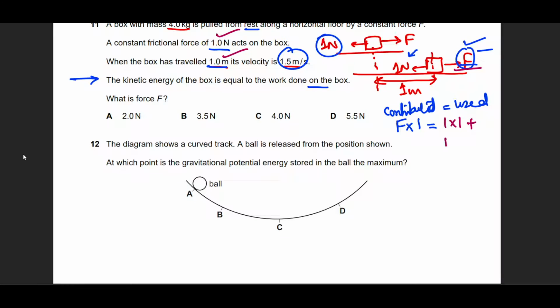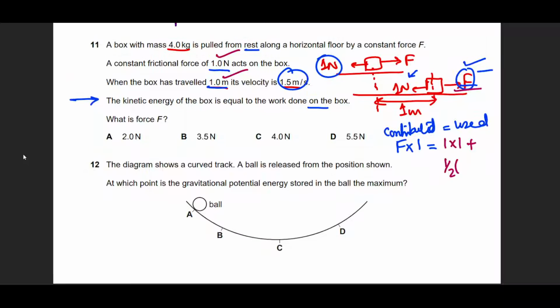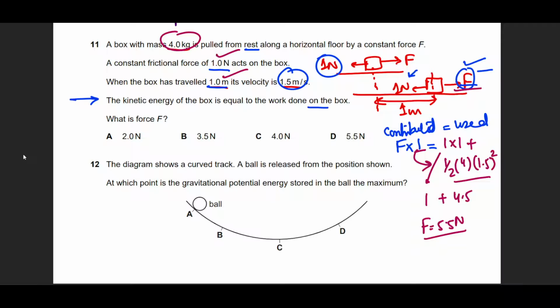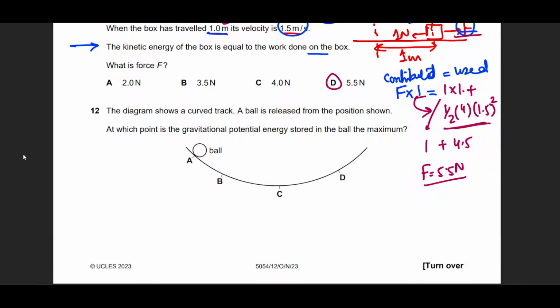And the formula for kinetic energy is half mv squared. So the mass is given to us as 4 kilograms, which is 4, and velocity is 1.5 whole square. When you solve this, this is going to come out as 1 plus 4.5. Now, when you take this 1 and take it to the other side, it doesn't matter. So this comes out as F equals 5.5 newtons, right? So we understand that some of the work done was done to provide kinetic energy. Some of it was used to do work against the friction.